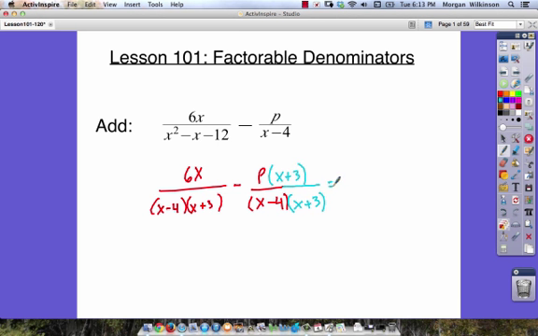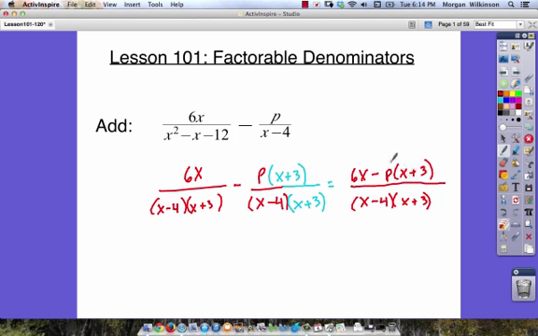Now when we simplify to find our answer, our denominator stays the same. We're going to get x minus 4 times x plus 3. There's no need to expand that out. This is simple. We're going to get 6x minus p times x plus 3. And here we've got our final answer.